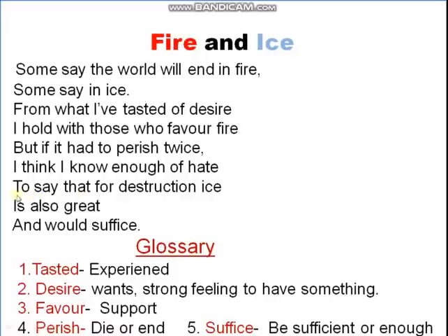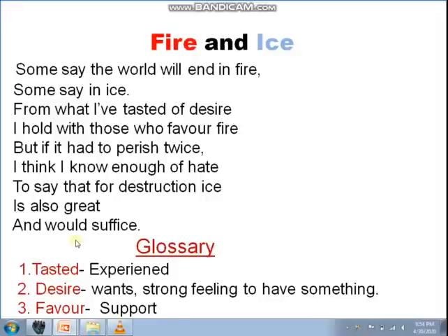In the next lines he says that for destruction ice is also great and would suffice. Here the poet feels that this feeling of hatred makes a person insensitive toward the people who are around him. Thus, this ice of hatred is also sufficient or enough to end the world. Here, it can be said that both these emotions, desire and hatred, should be kept under control. We should not let these emotions rule us, otherwise, they would surely one day become the cause of our destruction.